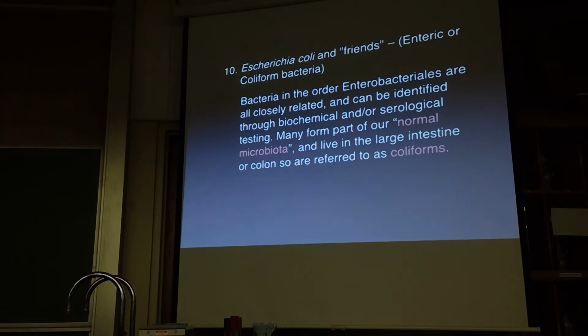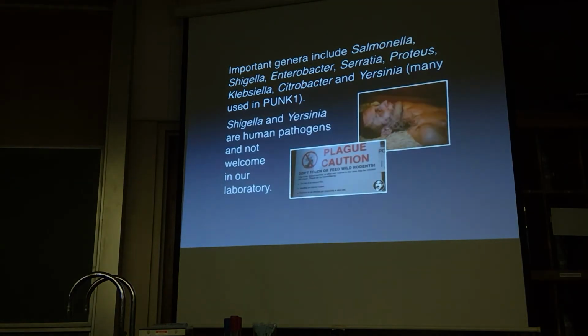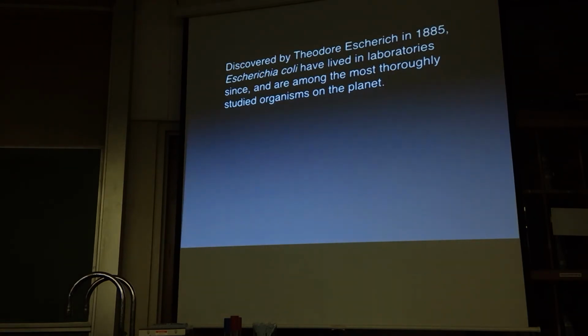So a lot of times they live in the gut, although some of them live in the guts of other organisms, or sometimes they live in water or soil. At any rate, you're going to see these again when we do physiological unknown 1. So Salmonella, Shigella, Enterobacter, Serratia, Proteus, Klebsiella, Citrobacter, Yersinia. Actually, you're not going to see Yersinia or Shigella because those are pretty nasty pathogens. Yersinia causes bubonic plague, and Shigella causes dysentery. We try not to give students those. But you will work with Escherichia coli.